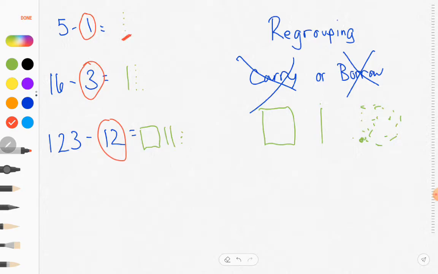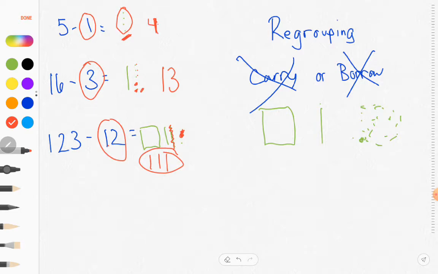So we'll take that one away on problem 1 there. That leaves us with 4. And then if we take away 3, that leaves us with 1 10 and 3 ones. Alright, and then we want to take away 2 ones. And we want to take away 1 10. That leaves us with 100, 1 10, and 1 1 for a total of 111.